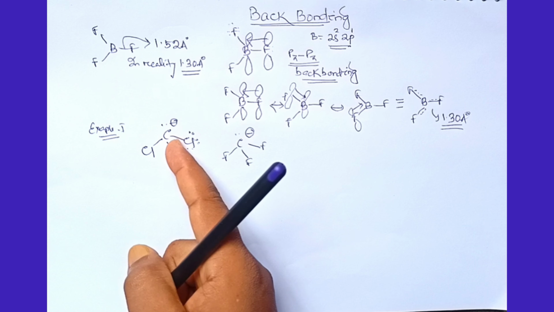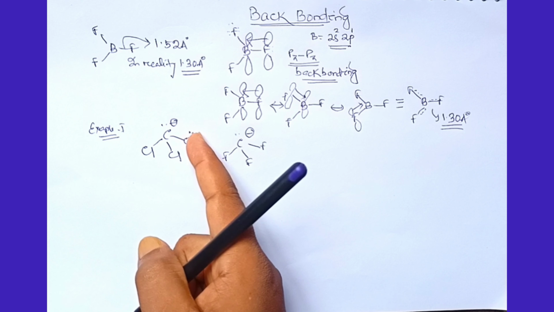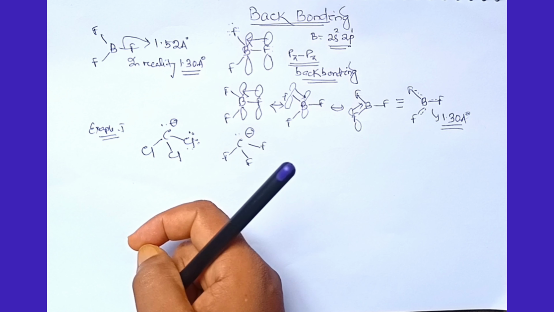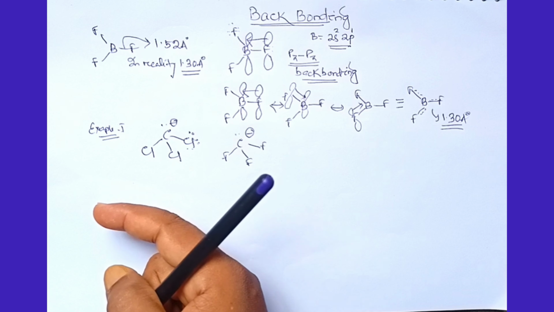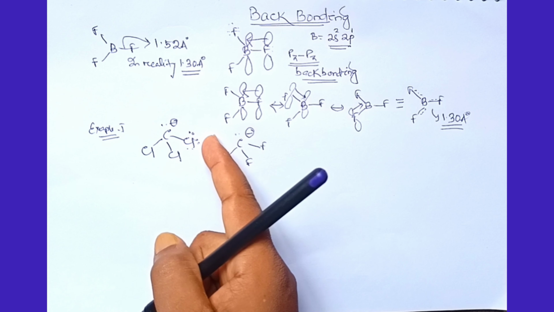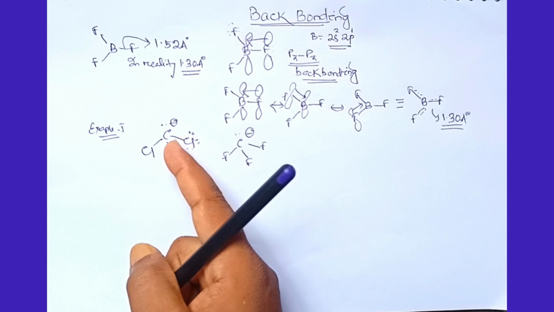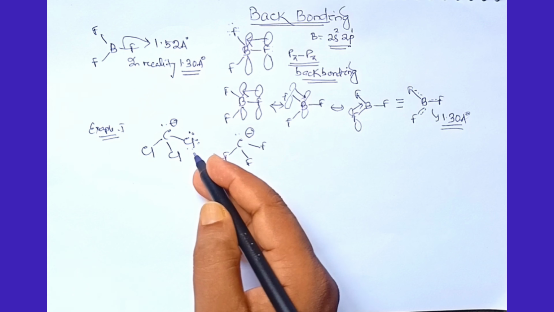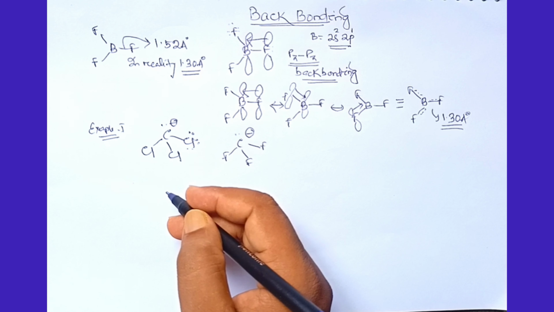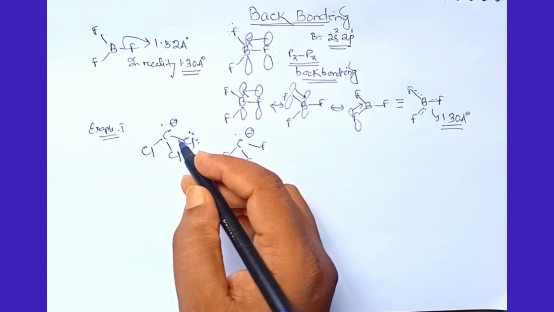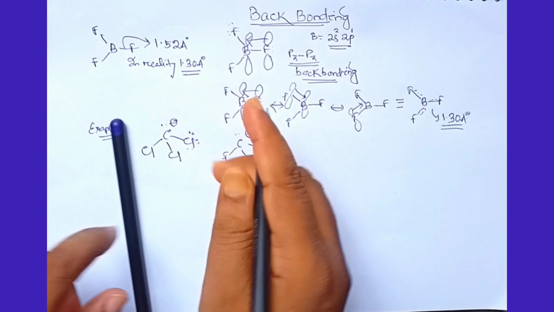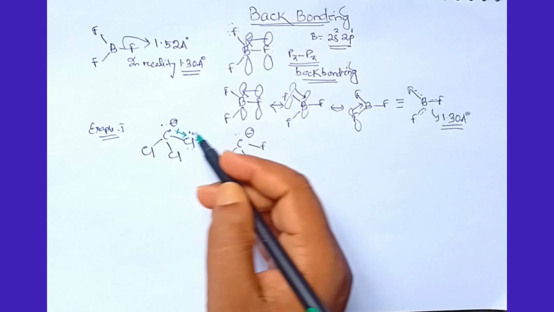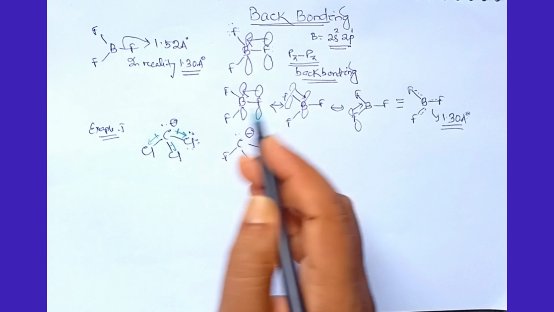You know the electronic configuration, it is 2s2 2p2. In the excited state one electron will be promoted to the last 2p. But unfortunately in carbon there is no d orbital, that's why we can't say carbon has a vacant orbital, okay, but chlorine has the vacant d orbital. So in this case back bonding takes place between carbon and chlorine, okay.